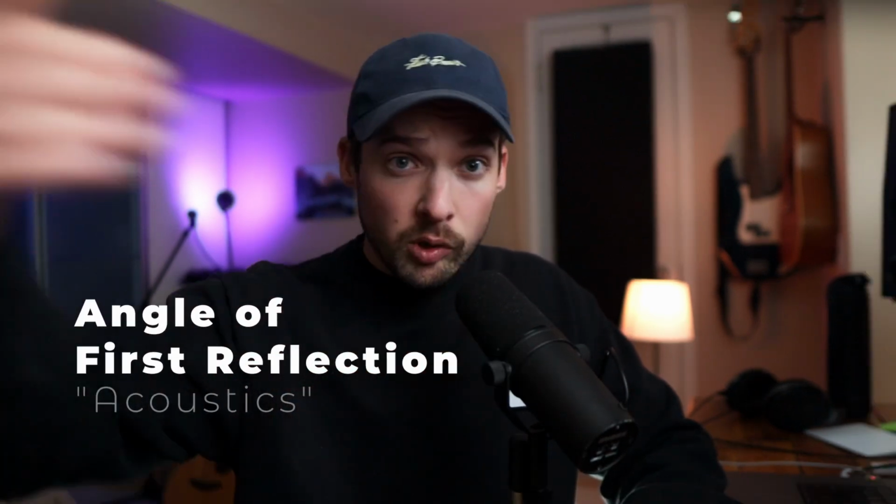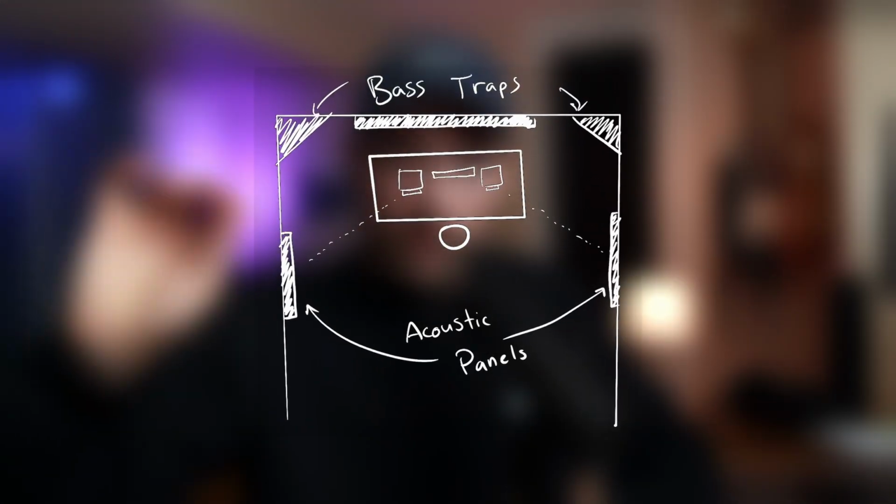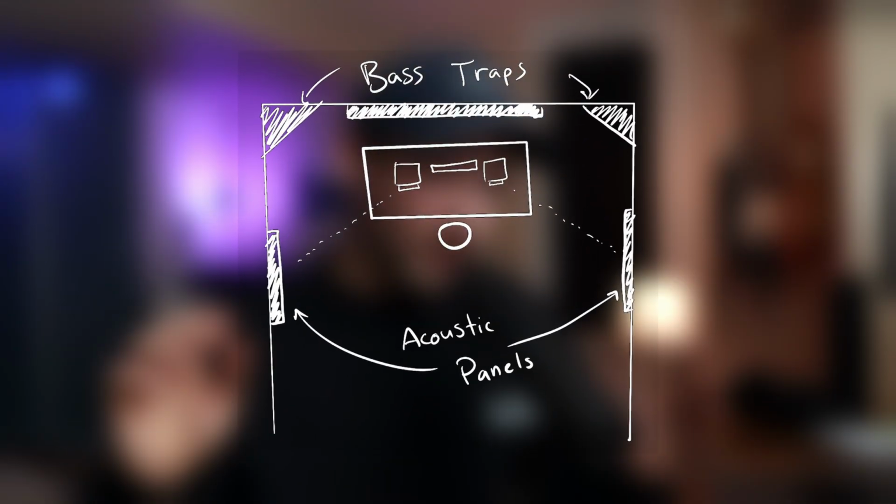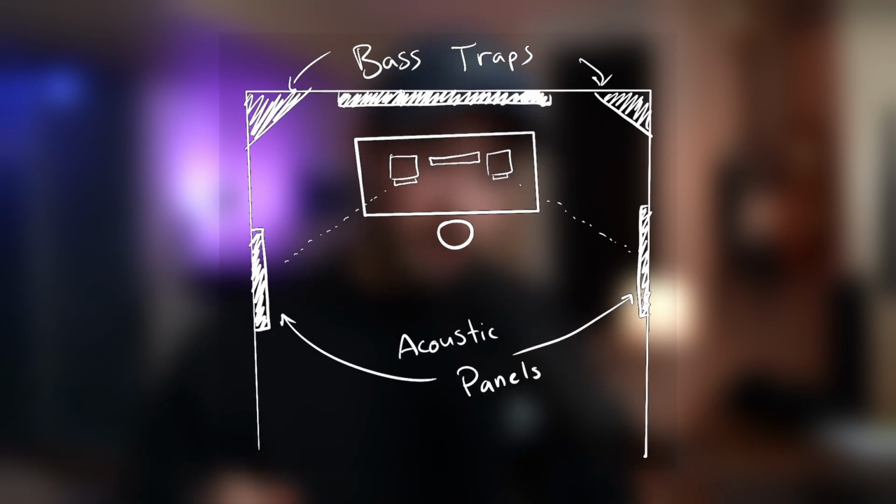Next up, we have the angle of first reflection. This is the point where direct sound from a source, like a speaker, first reflects on a wall or a different surface before reaching the listener. This is one of the most important points in room acoustics and speaker placement because this is where the first acoustic panel ideally should be placed.